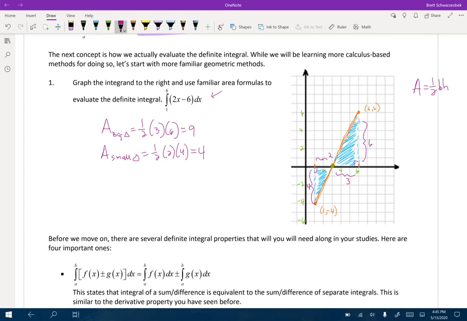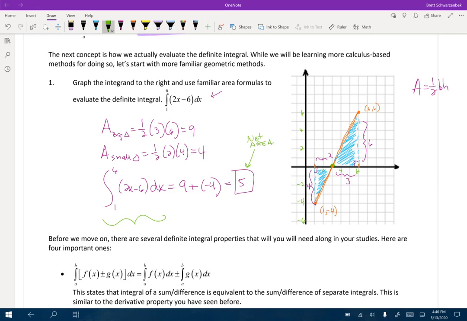So the integral from 1 to 6 of 2x minus 6 dx is going to be the equivalent of taking 9 plus the negative version of the area on the bottom, which is going to give us 5. So this integral, which we are going to be calculating using calculus in the next section, actually gives us a true area of 5. Now note, remember, this is the net area because it's a definite integral, right? Net area. And it's taking into account positive and negative area.